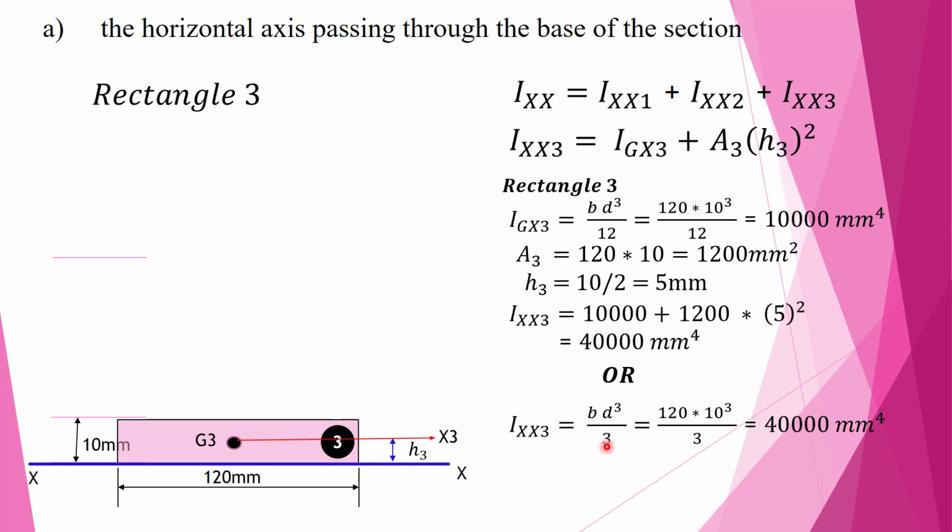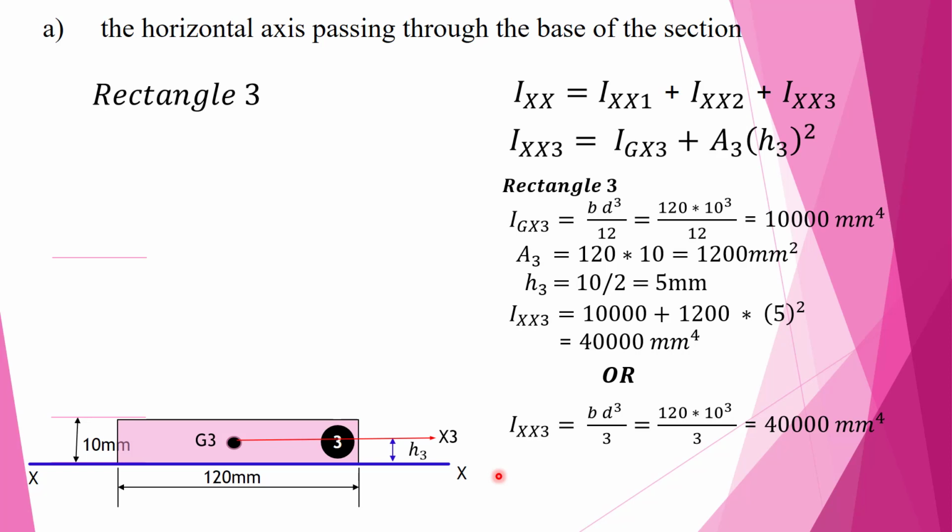So this will be equal to 120 into 10 raised to 3 by 3, which is equal to 40,000 mm raised to 4. So you can use any one of this method for finding out the moment of inertia of the third rectangular section about the reference XX axis. So we have obtained Ixx1, Ixx2 and Ixx3.